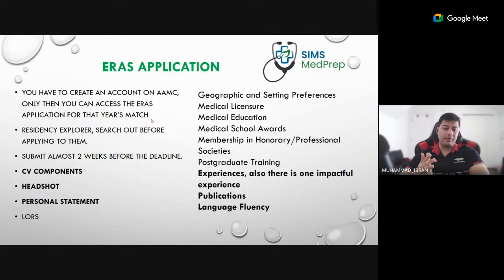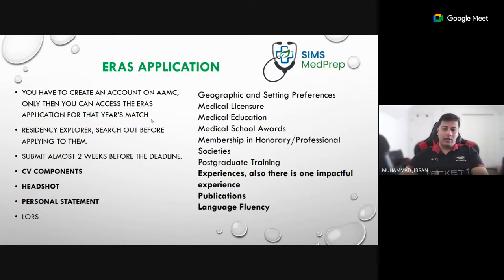And the LOR. There's a maximum of 4 LORs you can assign to a program, and it's your choice whichever LOR you assign. If you're applying in multiple specialties, like people applying to family medicine, telemedicine, neurology at the same time, they have multiple LORs, then they can assign the family medicine LOR to the family medicine program, and so on.